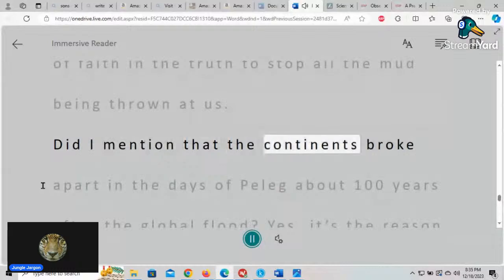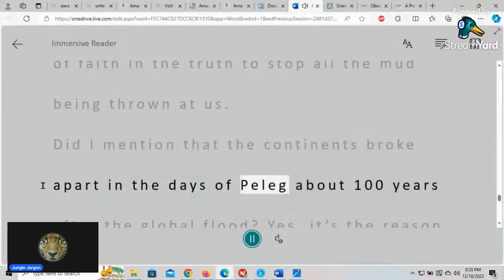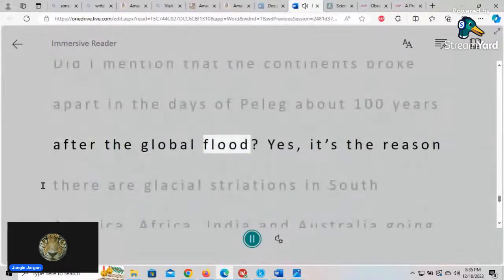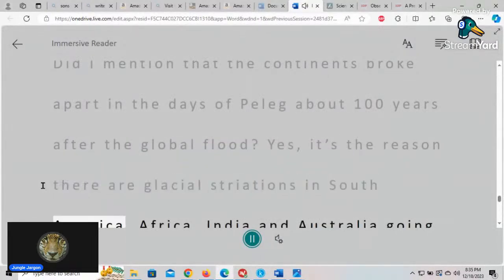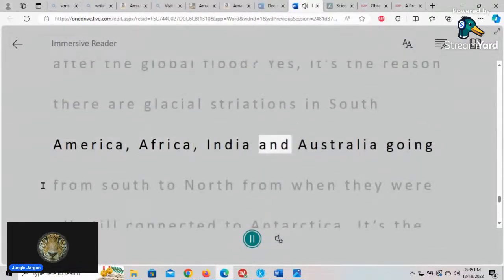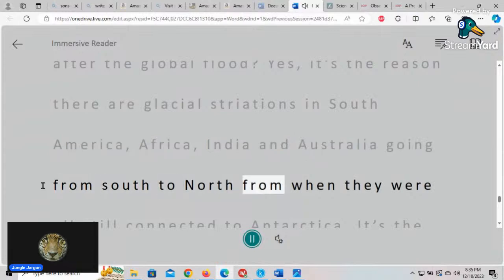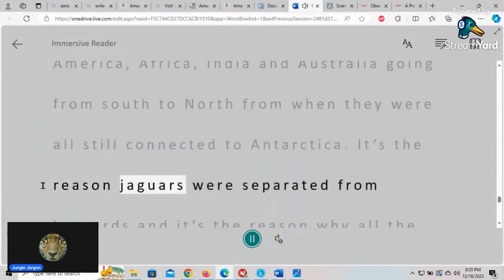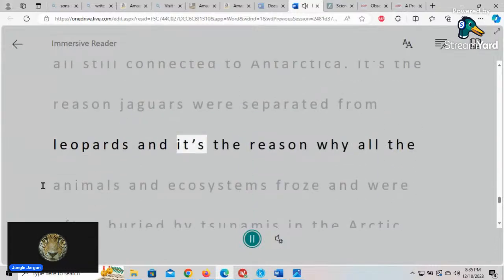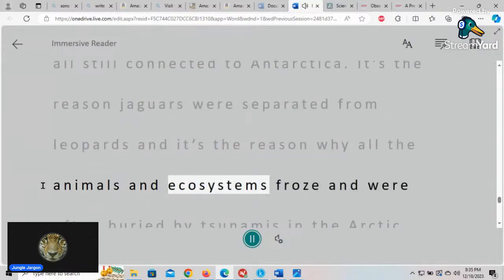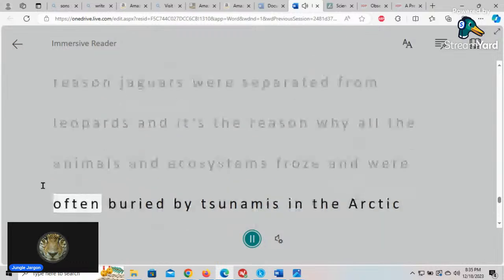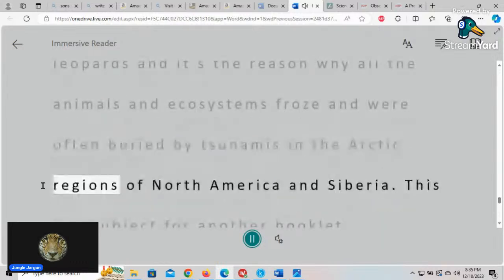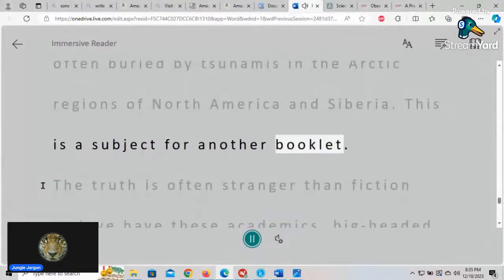Did I mention that the continents broke apart in the days of Peleg about 100 years after the global flood? Yes, it's the reason there are glacial striations in South America, Africa, India, and Australia going from south to north from when they were all still connected to Antarctica. It's the reason jaguars were separated from leopards, and it's the reason why all the animals and ecosystems froze and were often buried by tsunamis in the Arctic regions of North America and Siberia. This is a subject for another booklet.